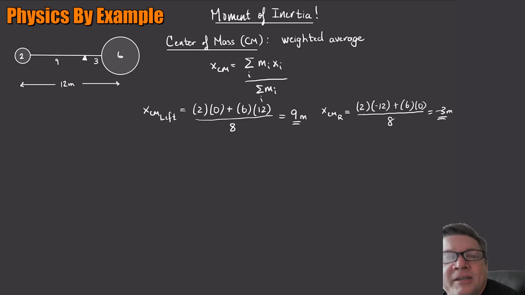But doesn't that make sense, right? Where is the center of mass relative to the right-hand side? It's 3 meters to the left. So I'm getting 2 different answers. I'm getting 2 different numbers, but they're both describing the same point. So everything is all right.